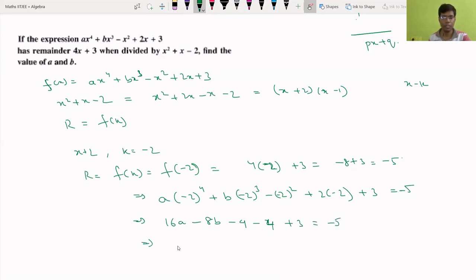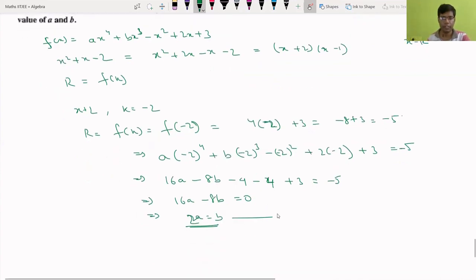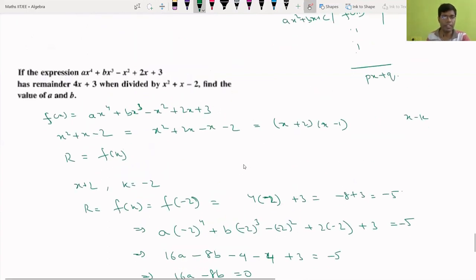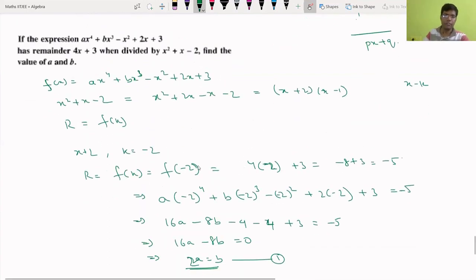So this gives me 16a minus 8b. Let me take all the terms on the other side. This will become minus 8 and this will become plus 8, so this will be equal to 0. That is basically 2a is equal to b. This is a simple relation, my first equation in a and b, which I got when I considered x plus 2.